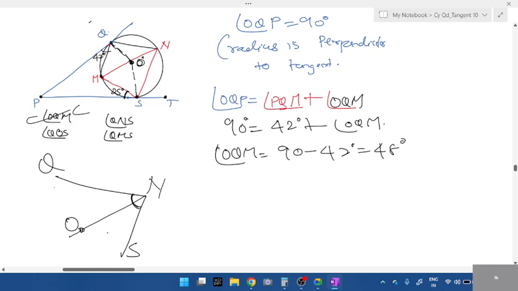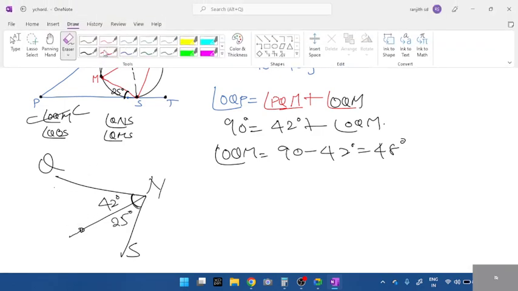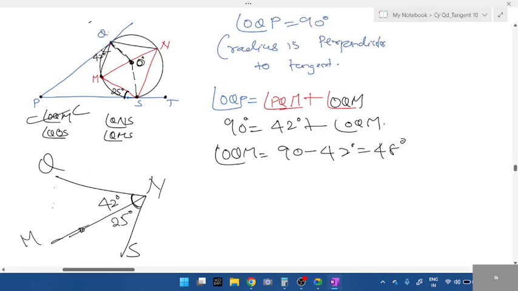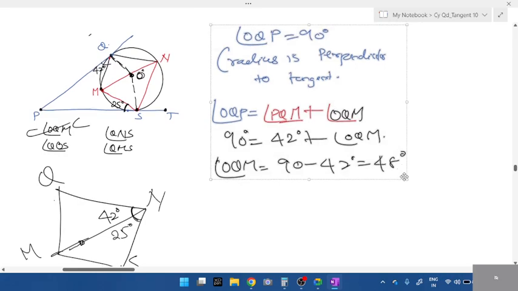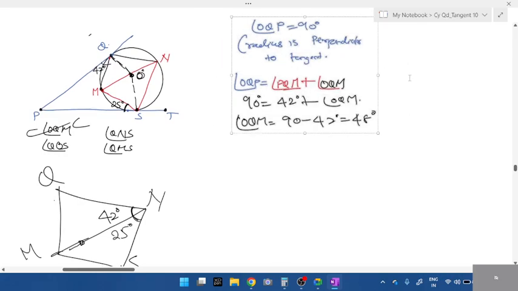According to the alternate segment theorem, what is QNO? 42? Yes, 25 degrees. Let me explain this part. Don't take O, take it as M, students. Take this as M. Observe this QMN angle, QMN, SMN. Okay, I've just taken this part, alternate segment theorem.